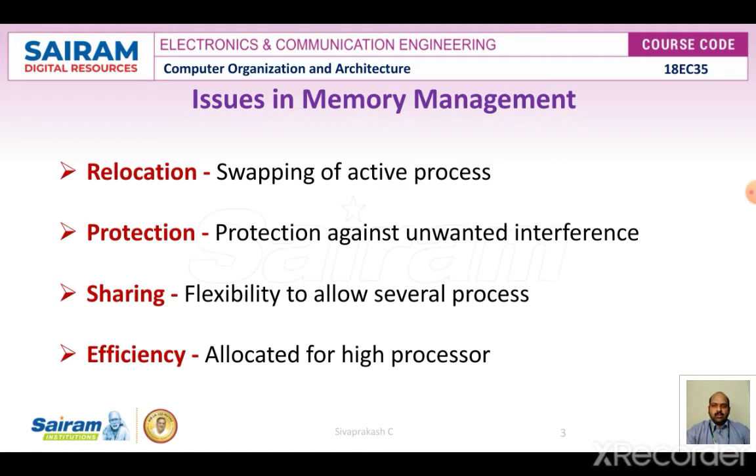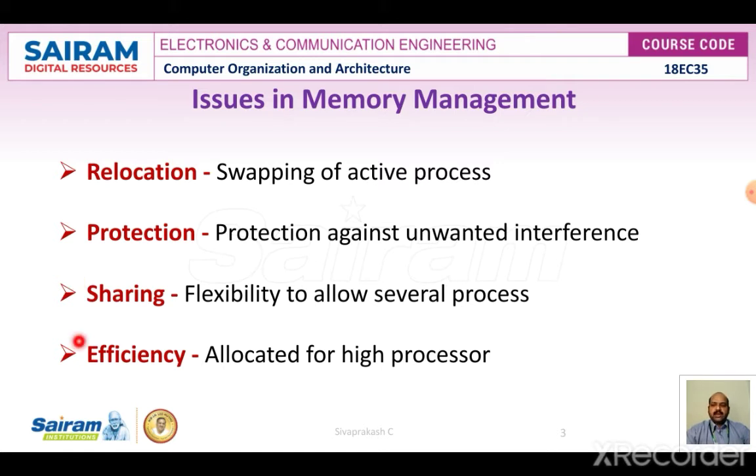Second, protection. Protection is protection against unwanted interference by another process. This must be ensured by the processor hardware rather than the operating system. That is protection. Third, sharing. Sharing is the flexibility to allow several processes to access the same portion of the main memory. That is sharing of memory in memory management.